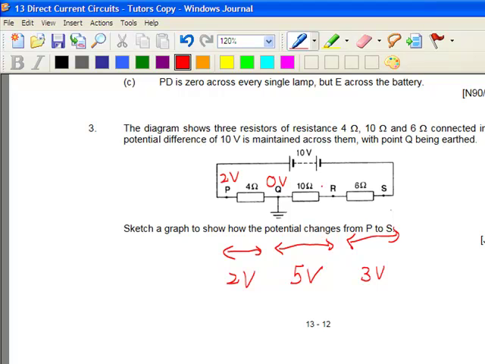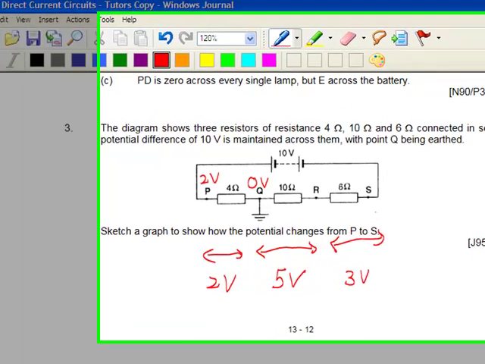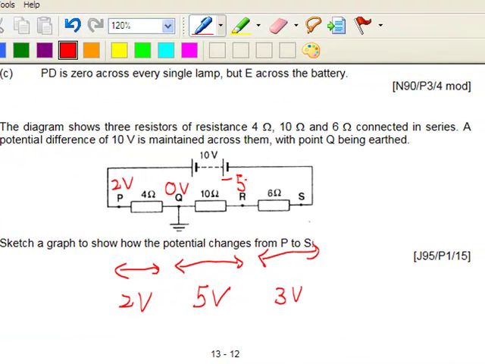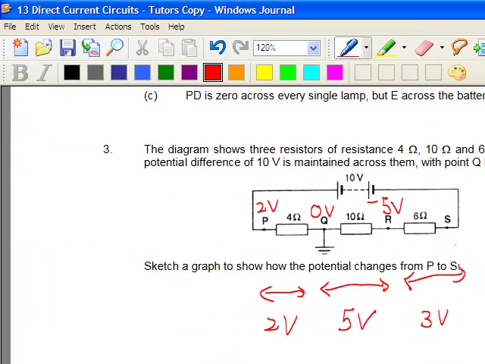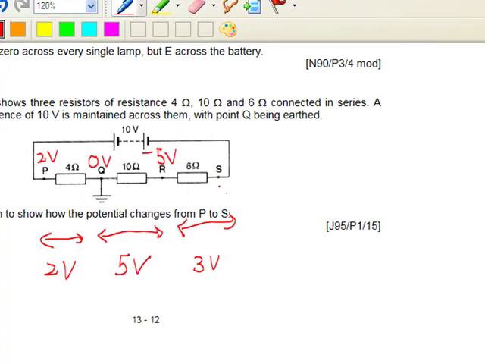Can you go backwards now, since you already found P? The potential difference between Q and R is 5 volt, so 0 minus 5 means the potential at R is minus 5. Great. The potential at S will be, since the potential difference between R and S is 3 volt, minus 5 minus 3, because of potential drop. Minus 8. Yes.